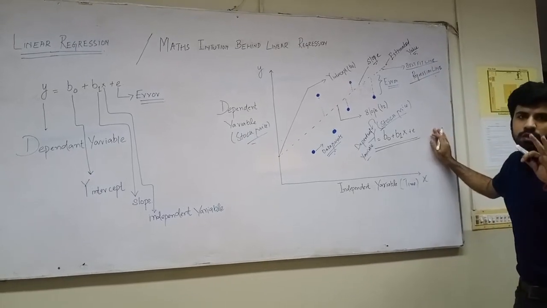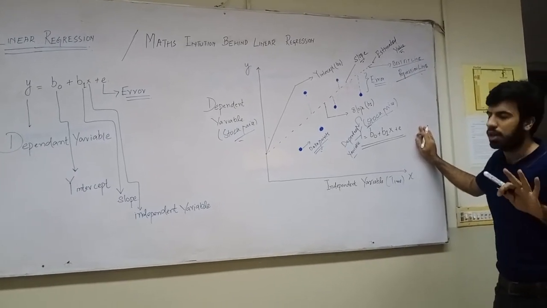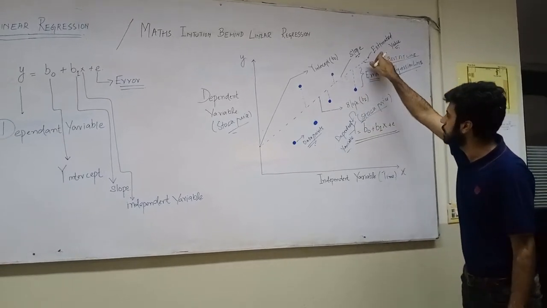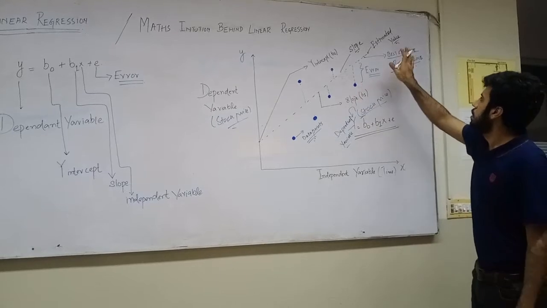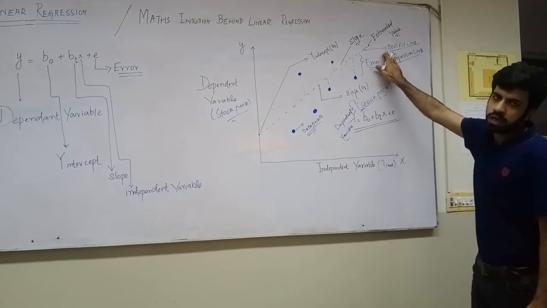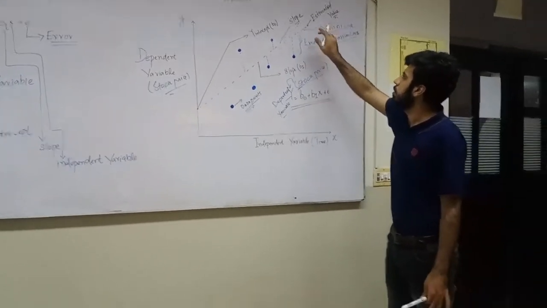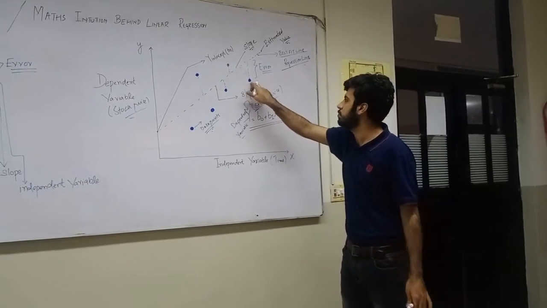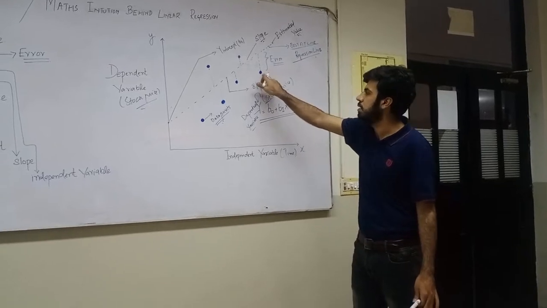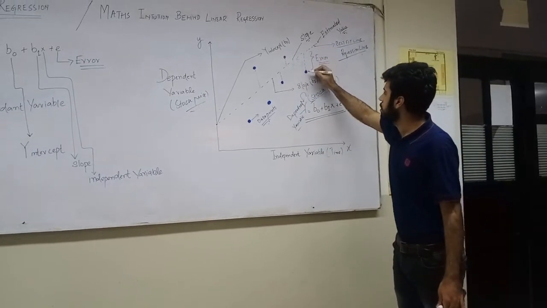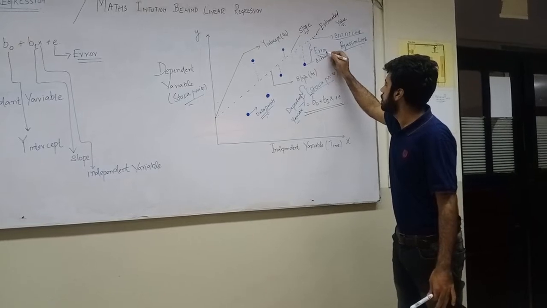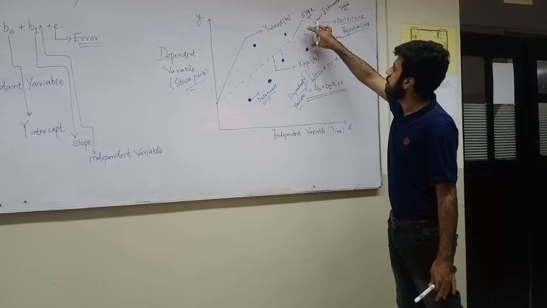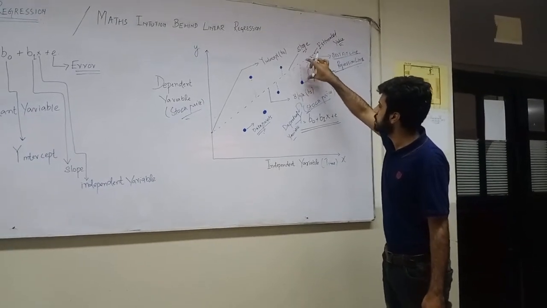We need to create a best fit line, or the regression line, which minimizes this error, the error between the estimated value and the actual value. This is my actual value and this is my estimated value. So we need to create the best fit line which minimizes this error.